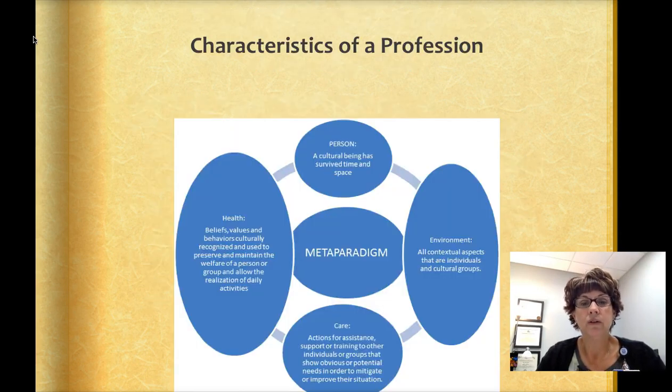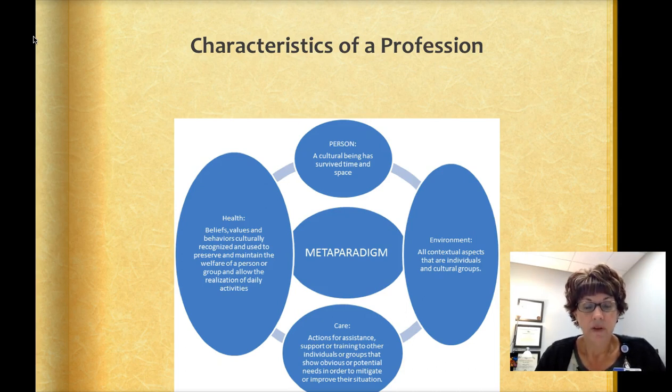So the characteristics of these paradigms are persons, human beings, a cultural being that survived time and space. It's the families, individuals, and groups and communities that we take care of. Next is the environment, the physical, social, cultural, spiritual, and emotional climate and settings where the people we take care of live, play, and work. All contextual aspects about it.